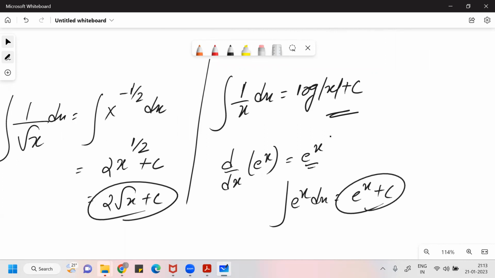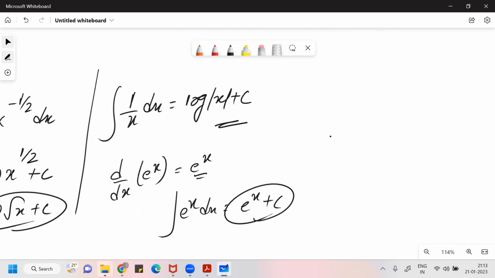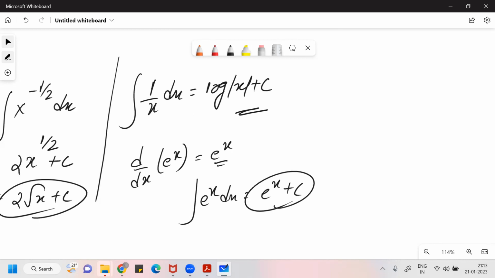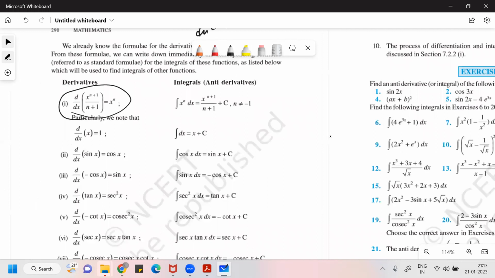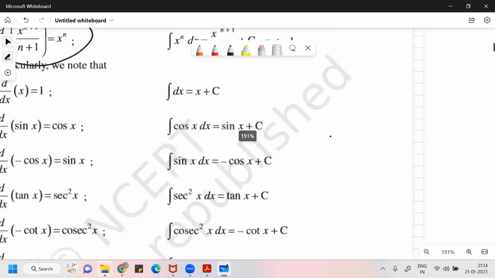Clear, right? The same thing we follow: the differentiation of sin x is cos x, and the differentiation of cos x is minus sin x. So the reverse of this in integration: the integration of cos x dx would be sin x, and the integration of sin x dx would be minus cos x. So we will follow the same logic here. The integration of cos x dx is sin x plus c. The integration of sin x dx is minus cos x plus c.